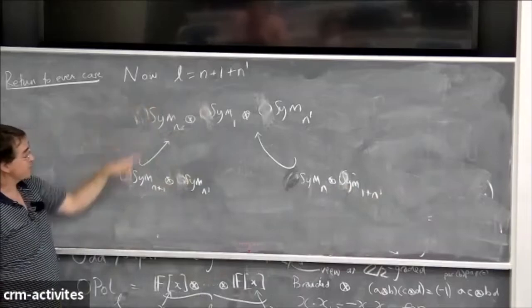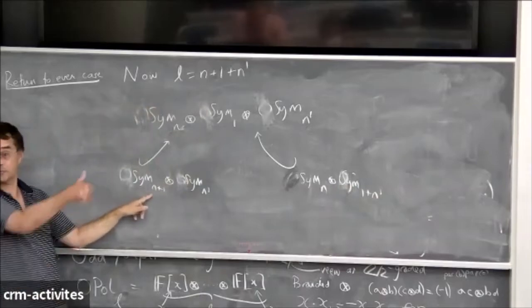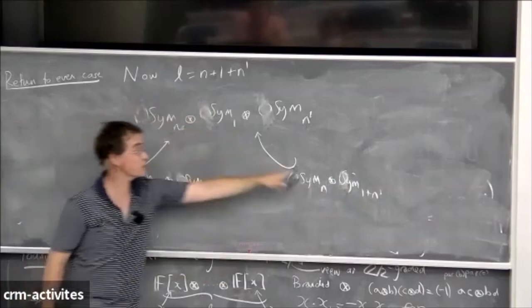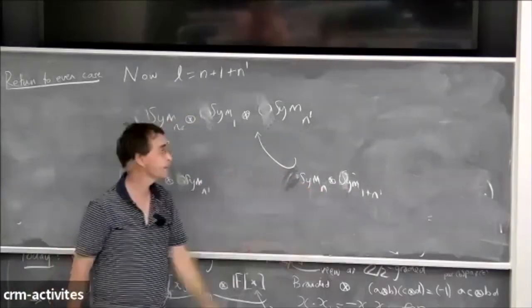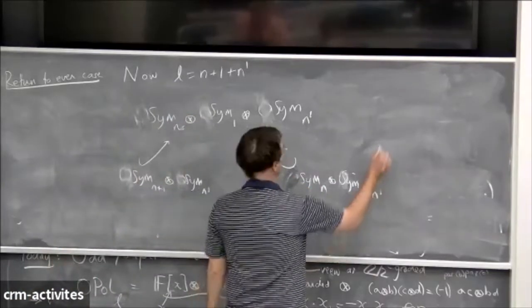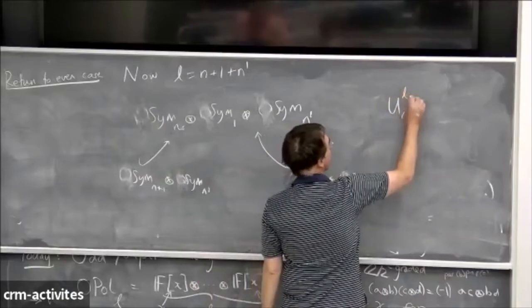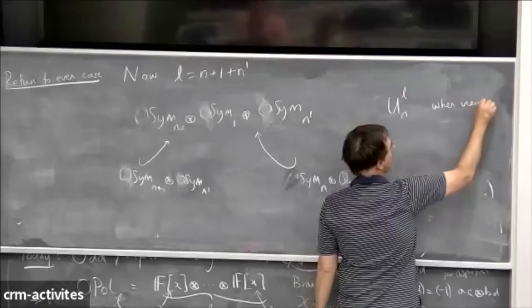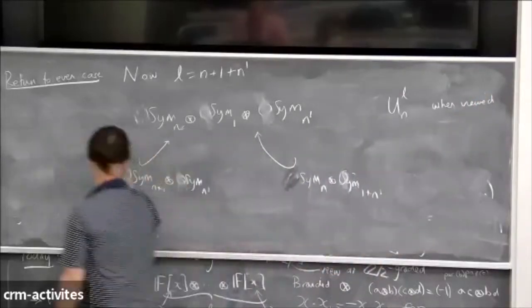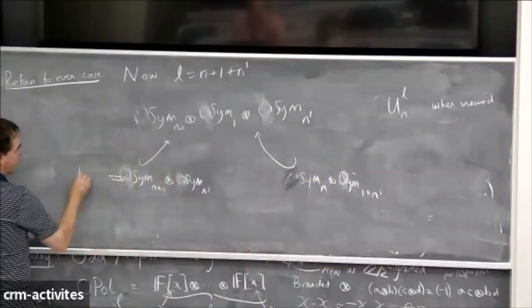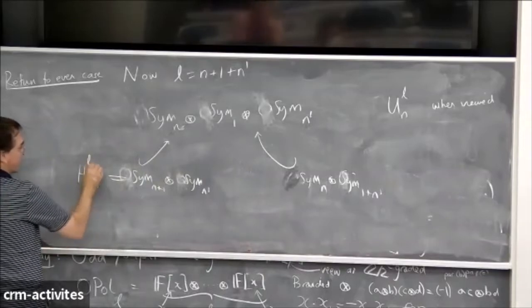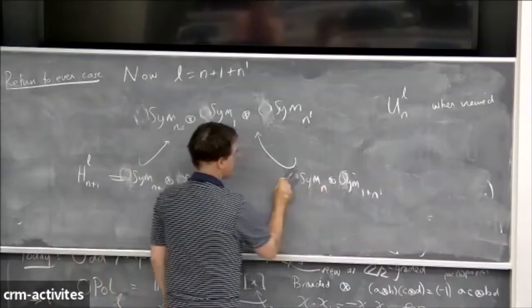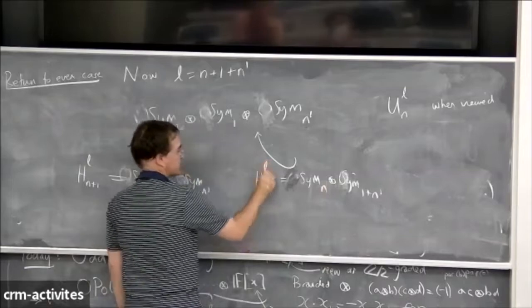This algebra is a Frobenius extension of this subalgebra by my fundamental theorem. And it's also a Frobenius extension of this guy. So I'm going to use the notation U_n^L when viewed as such. This guy is, of course, what I was calling H_{n+1}^L. And this guy is what I was calling H_n^L, this algebra here. So these are our old equivariant cohomology algebras.